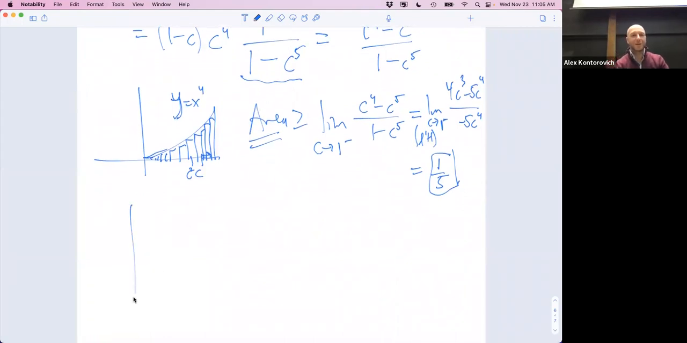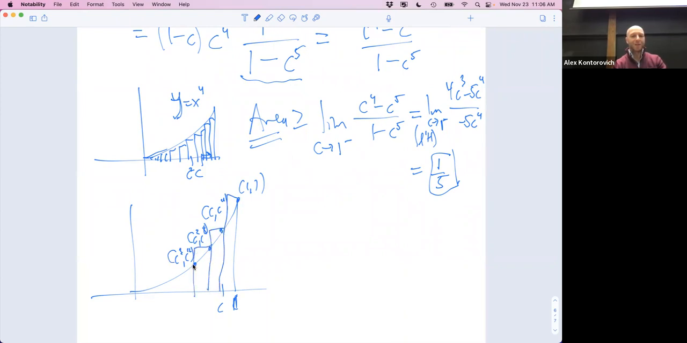So Fermat continues. He looks again at this same graph with our 1 comma 1 here, and c comma c to the 4th, and c squared comma c to the 8th, and c cubed comma c to the 12th, and so on, not drawn to scale. And he says, wait a second, this rectangle plus this rectangle plus that rectangle plus that rectangle plus that rectangle are all going to overcount the area. So the true area is at most the sum of all these areas. Does that make sense?